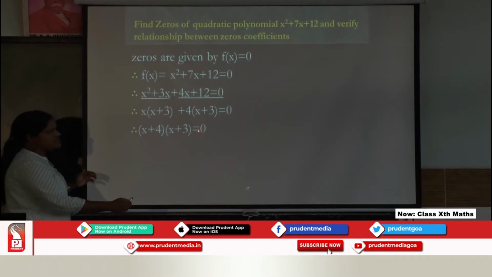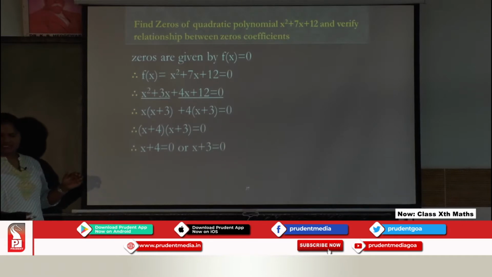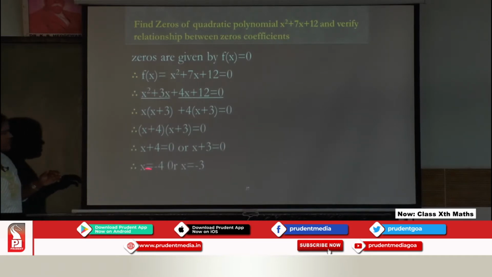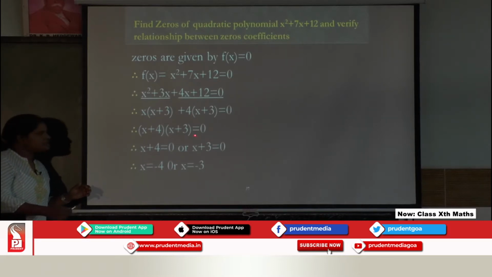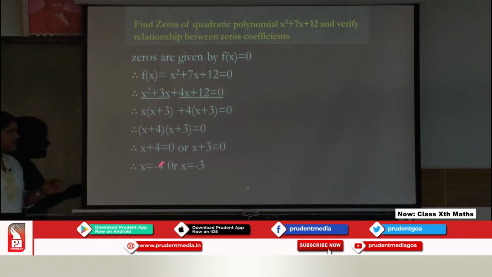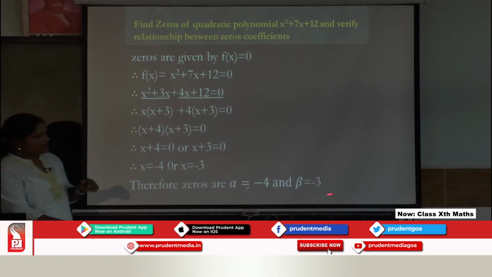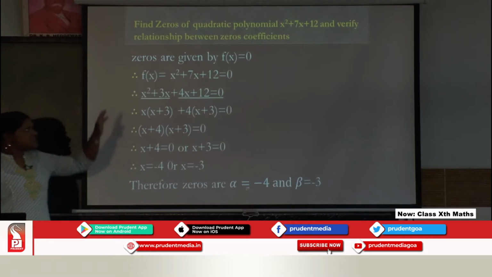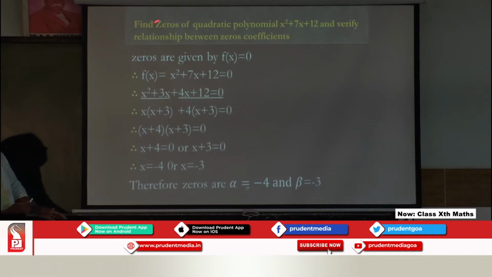Again the product of 2 factors is equal to 0, therefore either the first factor is 0 or the second factor is 0. So if the first factor is 0, I am getting x is equal to negative 4, because positive 4 will change to negative 4, and this positive 3 will become negative 3. So I have 2 zeros here, negative 4 and negative 3. And as I had told you, I will denote 2 zeros as alpha and beta. So let my alpha be minus 4 and beta be minus 3. This part we had learned last time. So half of the problem is done, that is finding the zeros.